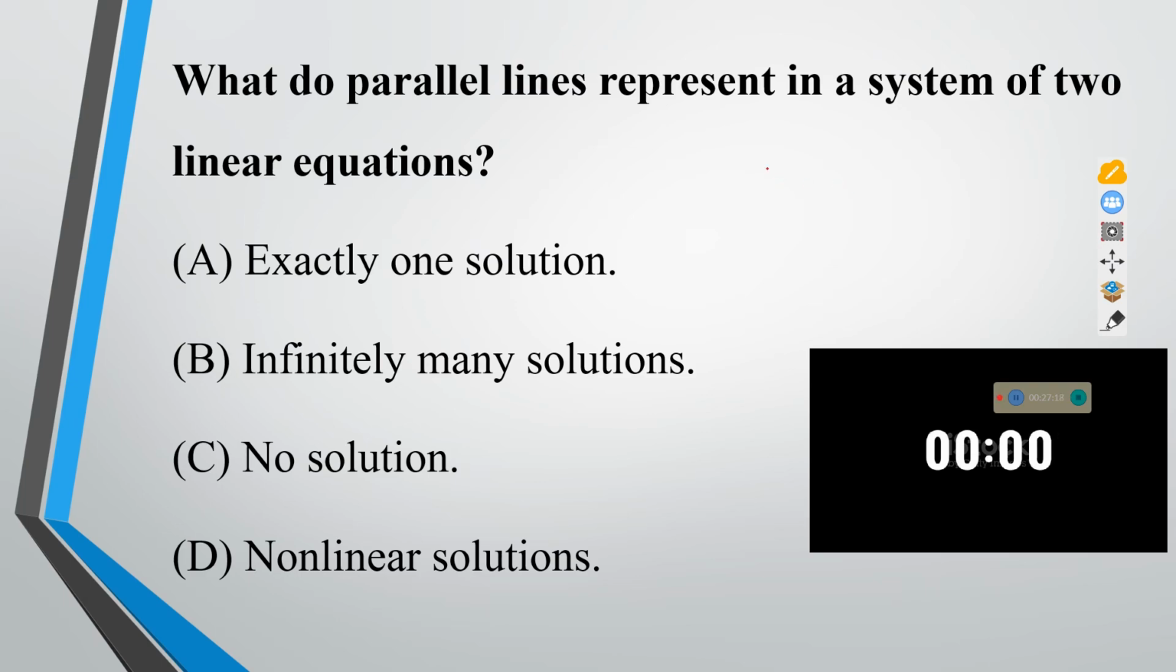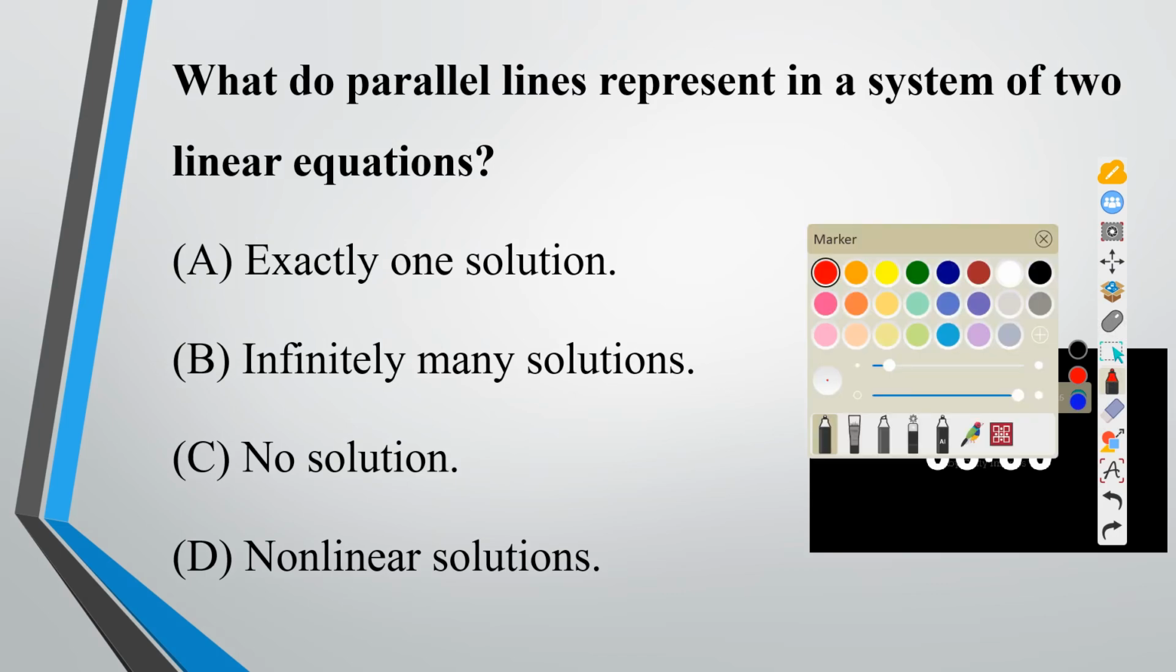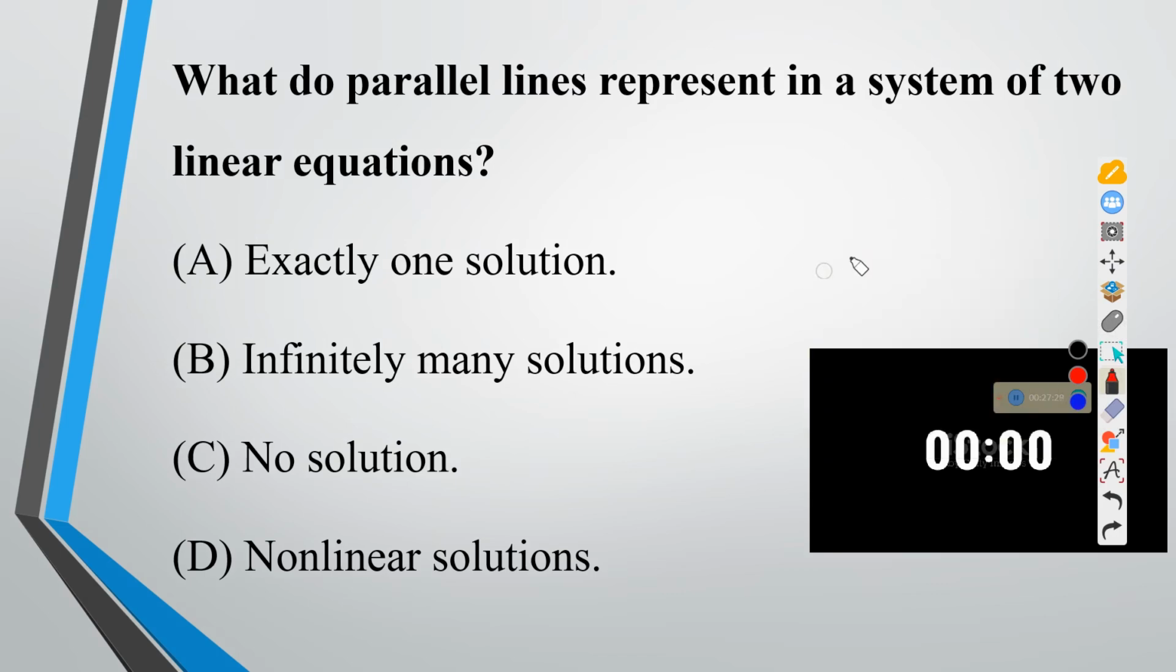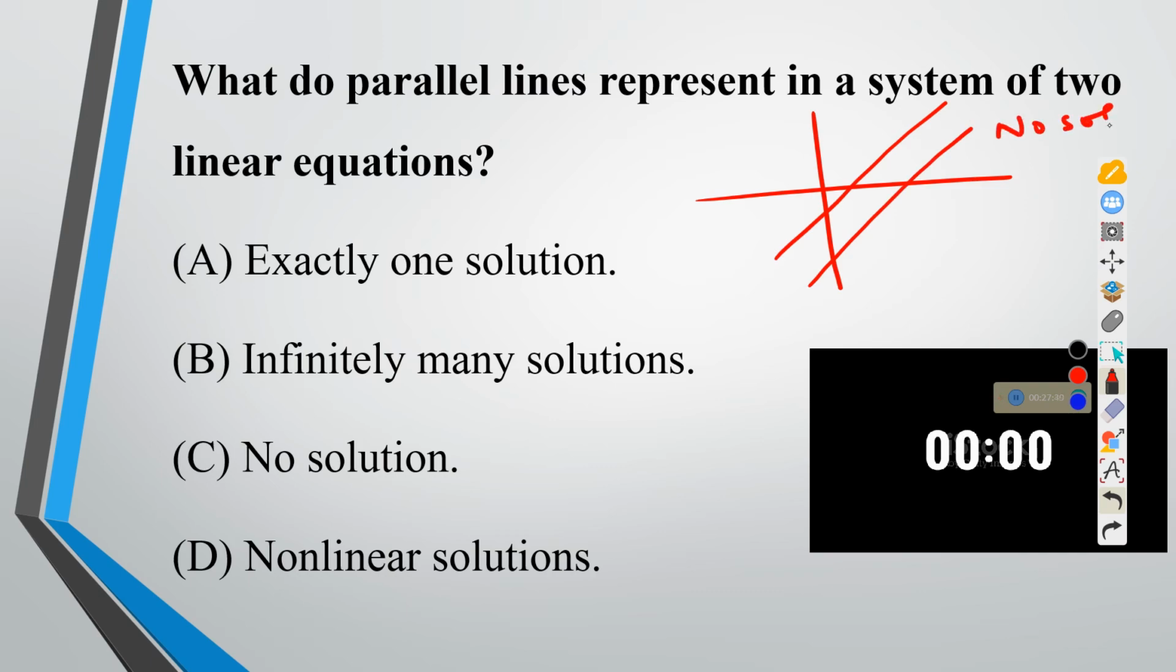So let us look at the answer. We are told: what do parallel lines represent in a system of two linear equations? So parallel lines, we have already looked at such when we were looking at the previous objectives. We said if you get parallel lines, this means that there is no solution, because if there is a solution, there must be intersection between the two lines. Either they are intersecting in the same line or they are intersecting at a given point. So this one, no. Infinitely many solutions, that is not true. No solution will be the answer.